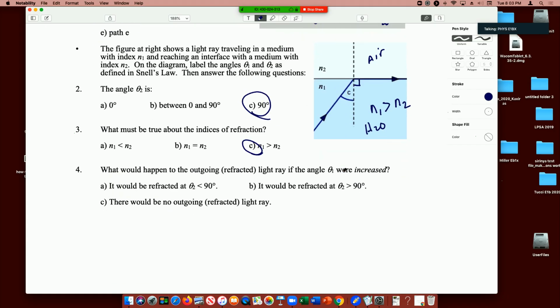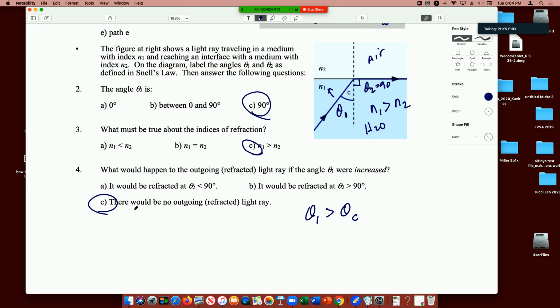Okay, last one. What would happen to the outgoing refracted ray if I increased this angle? So this is theta 1, right? And this is theta 2, which we're saying is 90 degrees in the case of total internal reflection. And I showed this to you: if I go beyond the critical angle, so if the angle exceeds the critical angle, then what happens? Which of these choices should I pick? C, right? There's no outgoing refracted ray.